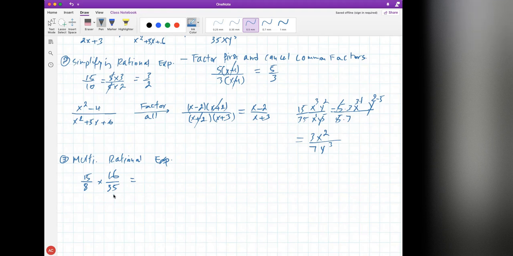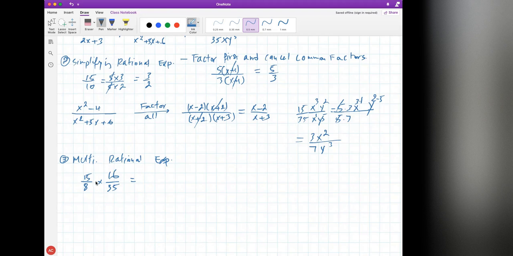Everybody, how do we multiply fractions? Which way, or what do we do to multiply them? Cross multiply. Not cross multiply. I don't know why everybody always says cross multiply when we multiply fractions. We do not cross multiply. Everybody else, how do we actually multiply fractions?